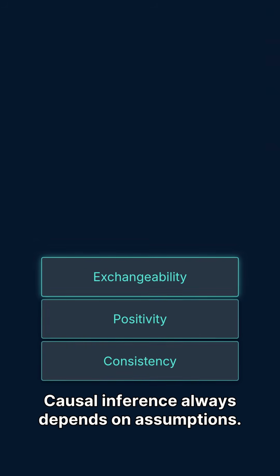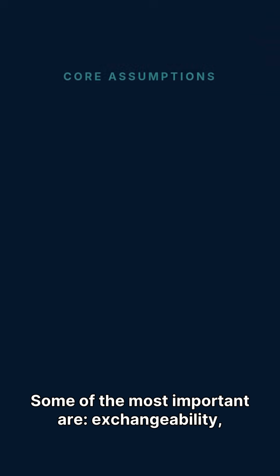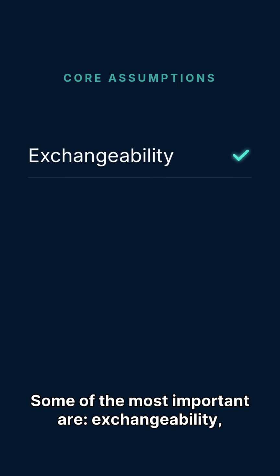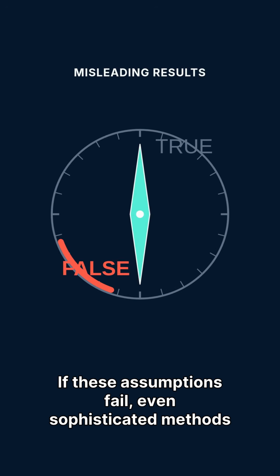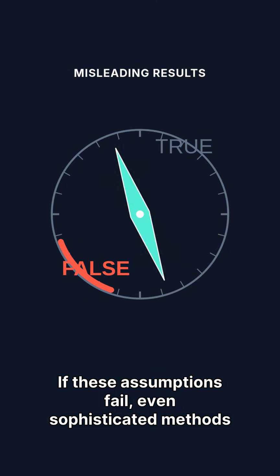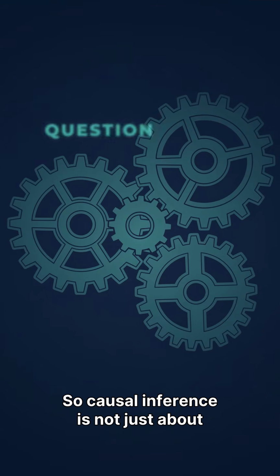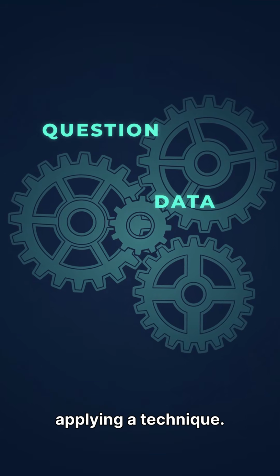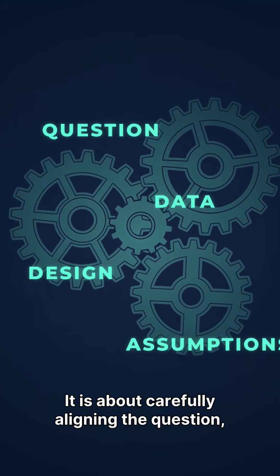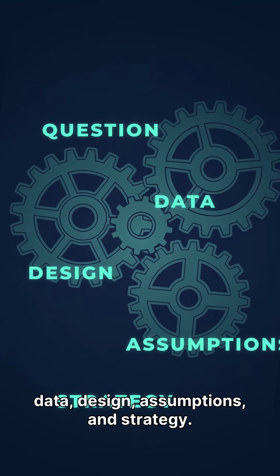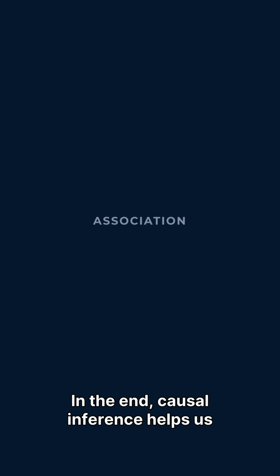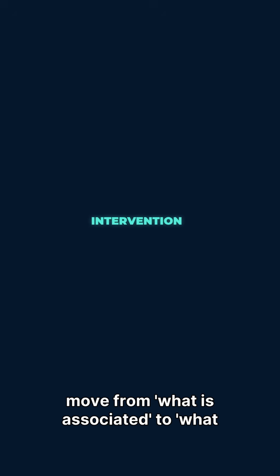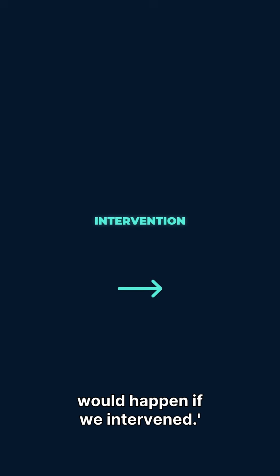Causal inference always depends on assumptions. Some of the most important are exchangeability, meaning no unmeasured confounding, positivity, and consistency. If these assumptions fail, even sophisticated methods can give misleading answers. So causal inference is not just about applying a technique, it is about carefully aligning the question, data, design, assumptions, and strategy.